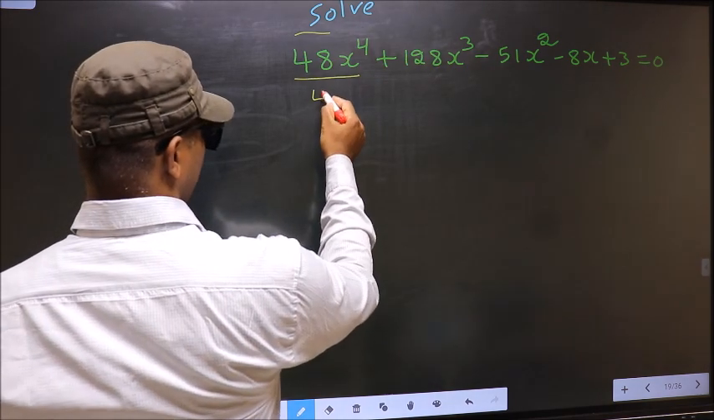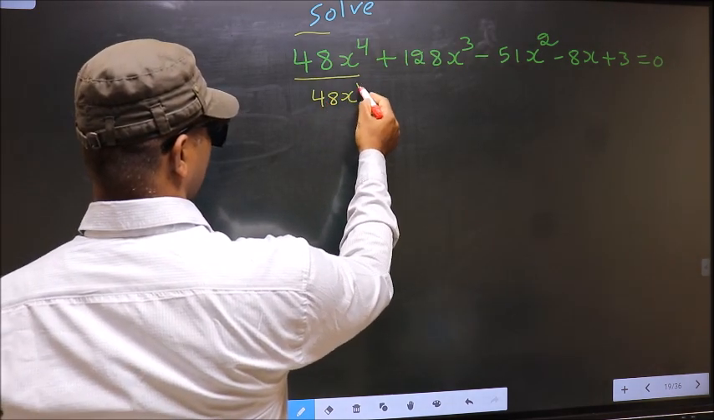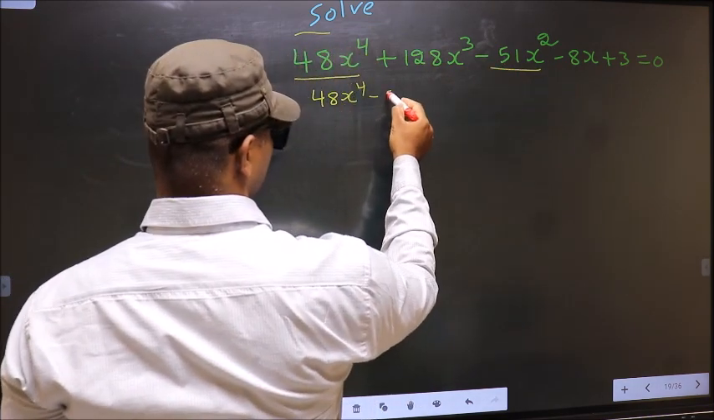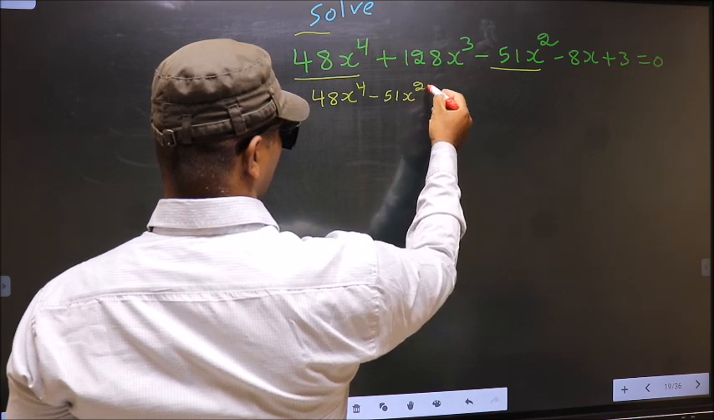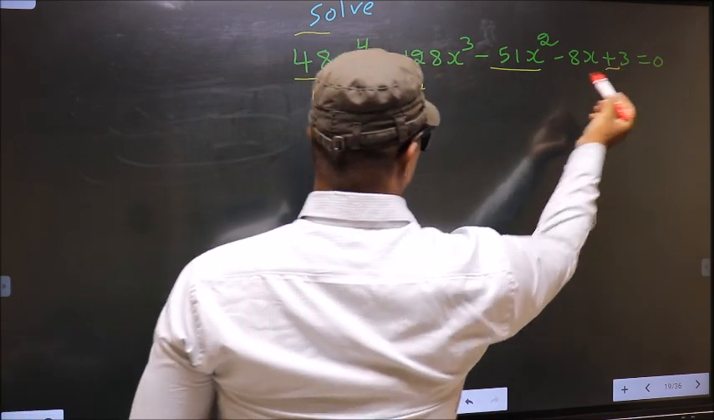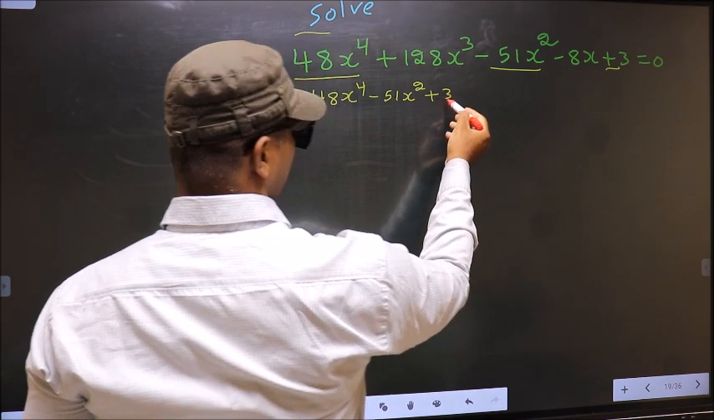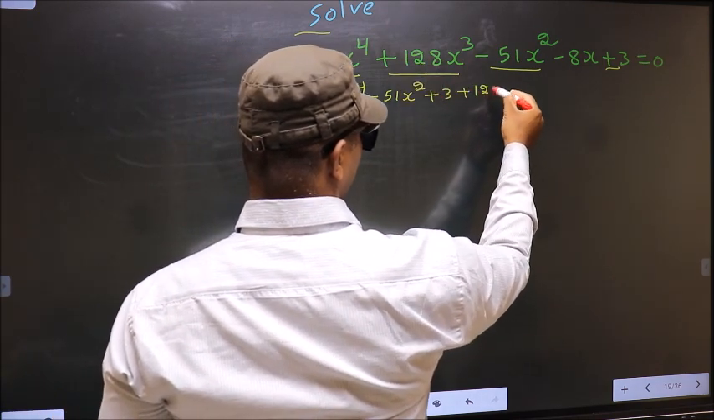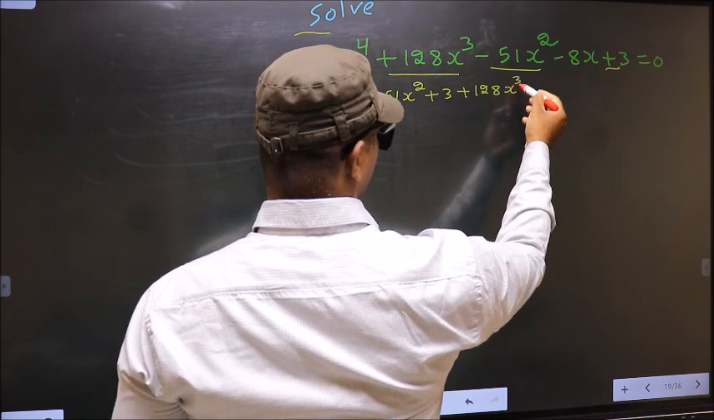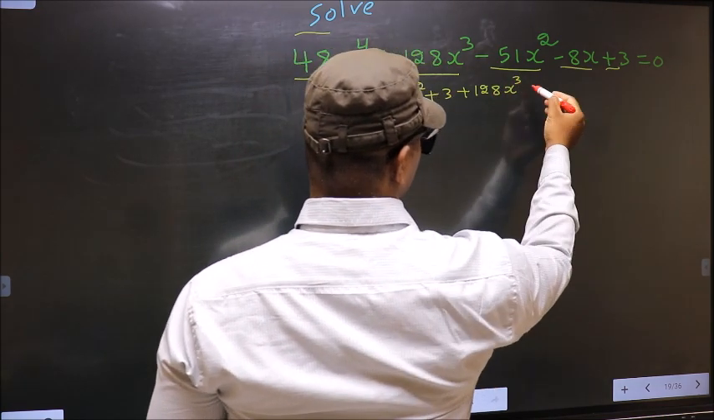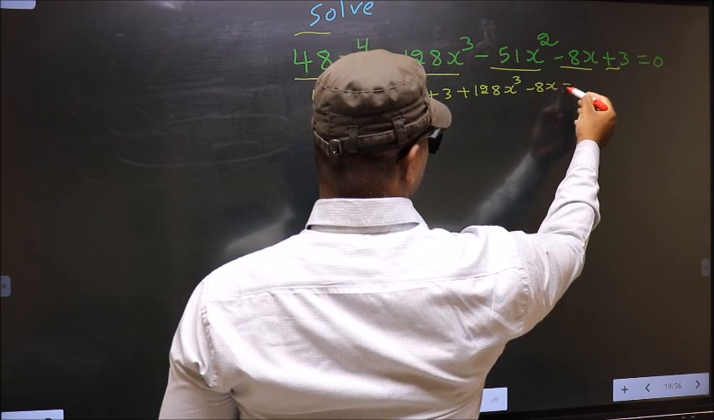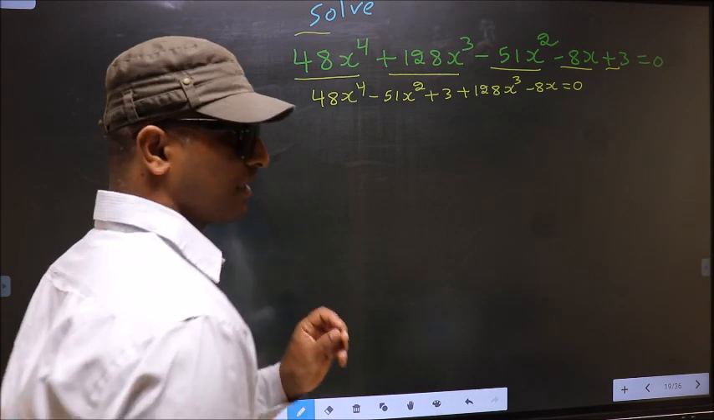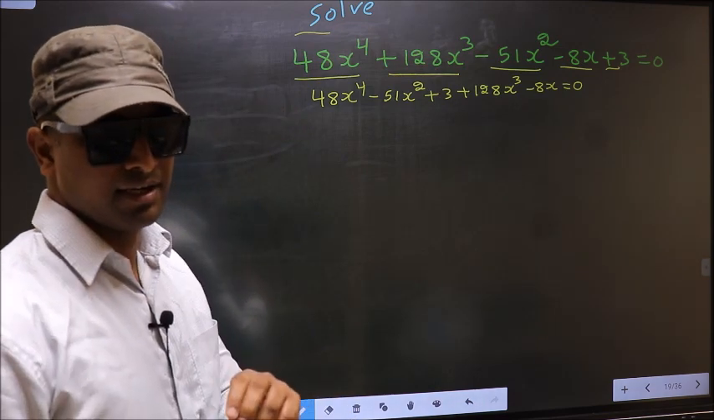First we write the x power 4 term. Next we write the x square term. Next the constant, plus 3. Next we should write the x cube term, plus 128x cube, and finally the x term, minus 8x, equal to 0. This is your step 1.